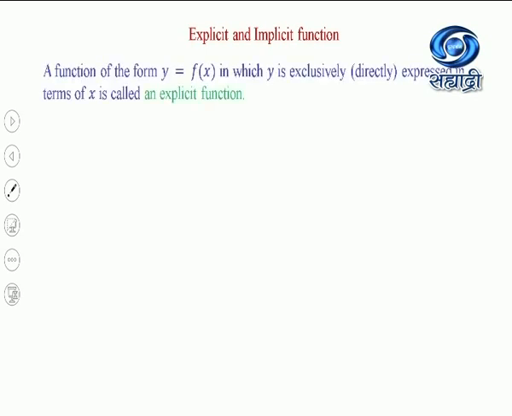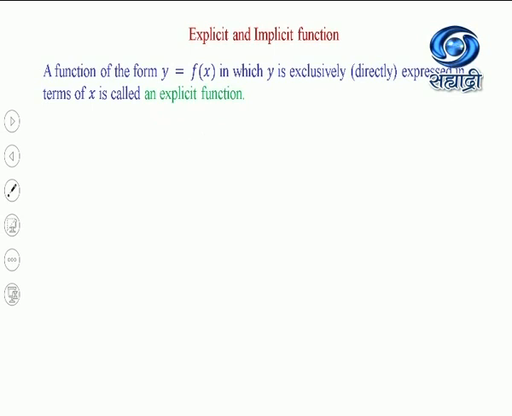Students, now we will continue with our next unit, explicit and implicit function. Now this is also very, very important. First we are going to see what is meant by explicit function, then we are going to see what is meant by implicit function. Now we consider any function of the type y is equal to f of x, in which y is exclusively, that means directly, expressed in terms of x. That means y is any function of x. It is a clear function in x. Then you say that it is an explicit function.